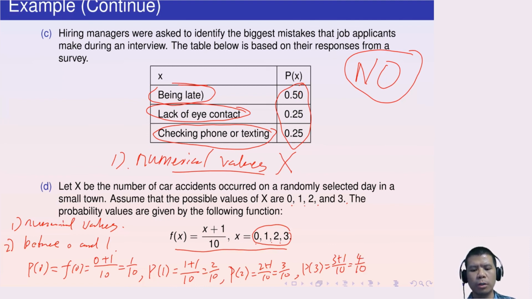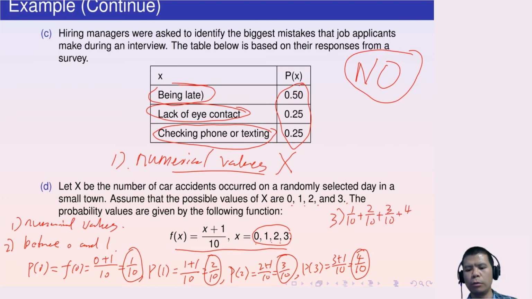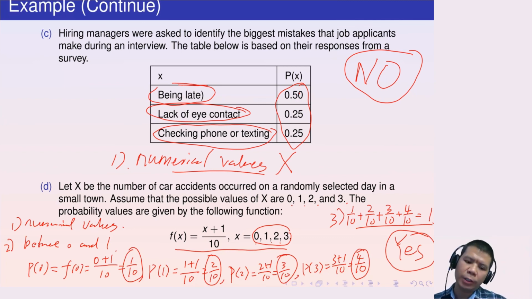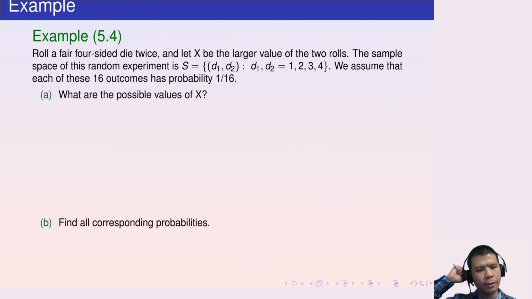So all these values are between 0 and 1, right? The summation is 1 over 10 plus 2 over 10 plus 3 over 10 plus 4 over 10, which equals 1. So the summation is 1, and therefore yes, this is a valid probability distribution.